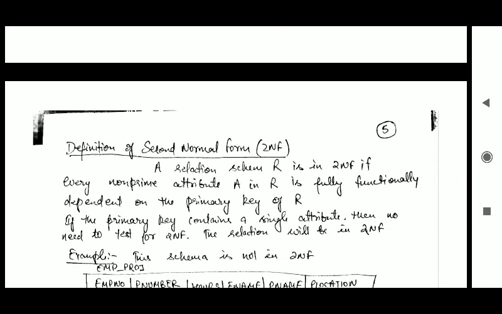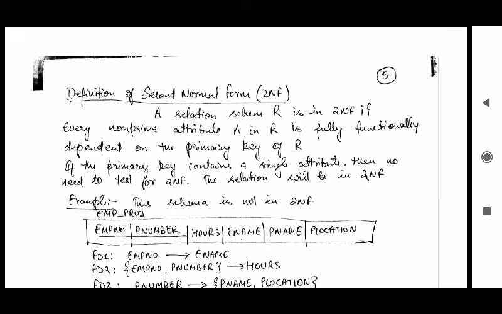Now let us start second normal form, that is 2NF. A relation schema R is in 2NF, or second normal form, if every non-prime attribute A in R is fully functionally dependent on the primary key of R. If the primary key contains a single attribute, then there is no need to test for second normal form. The relation will definitely be in second normal form.